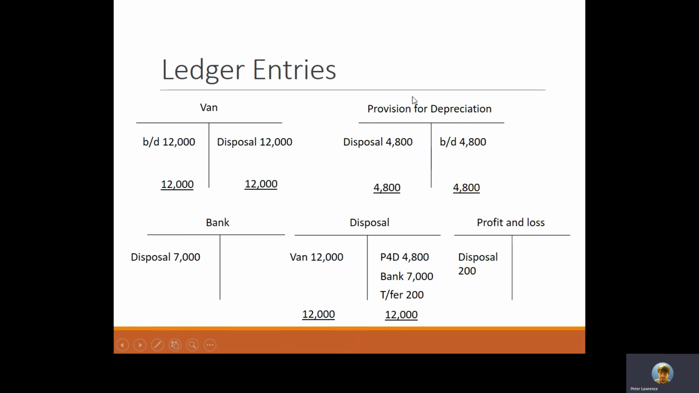So just to, again, put the brought downs in, then take the asset out, put it to the disposal, take the provision out, put it to the disposal, record the movement of money in the bank with the opposite entry going to the disposal account, and then balance off the disposal. That balancing figure is transferred to the profit and loss, and it will tell you if it's on the debit, it's an expense, if it's on the credit, it's an income.